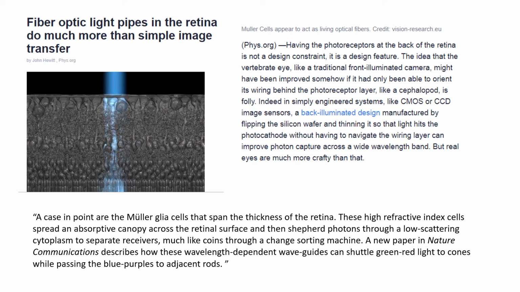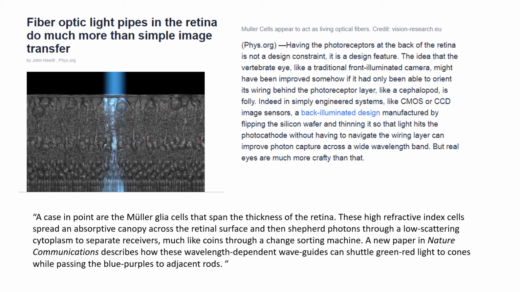So what this blurb from Nature Communications means is stated by the author of the article, John Hewitt of physics.org, that basically having the photoreceptors at the back of the retina is not a design constraint, it's actually a design feature. These cells basically sort the light to where they need to go. Those photons that need to go to the rods are sorted to the rods, and those photons that need to go to the cones are sorted to the cones, rather than simply having the light fall indiscriminately on the rods and cones. And so you see that John Hewitt says this turns out to be a design feature.